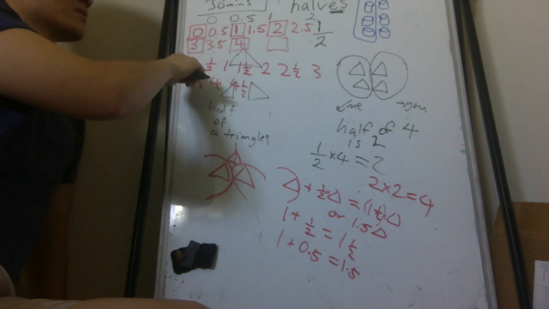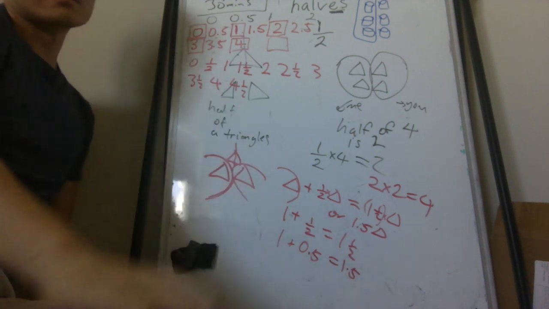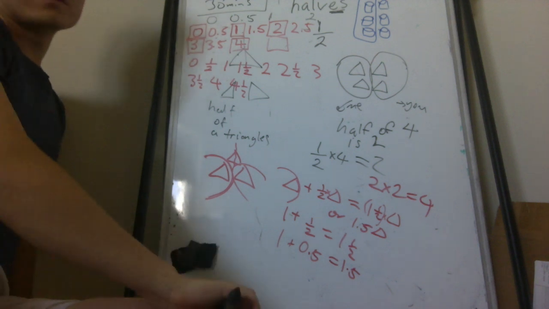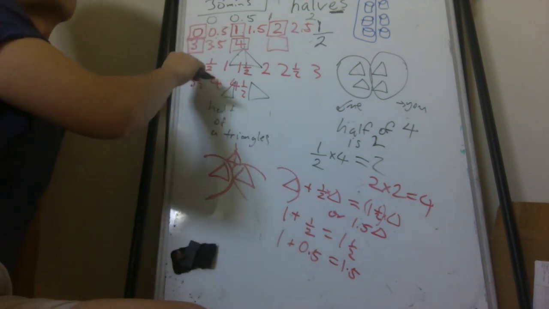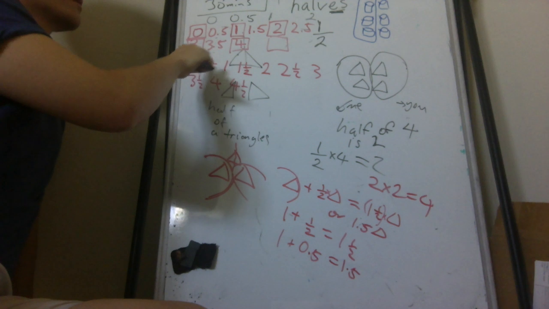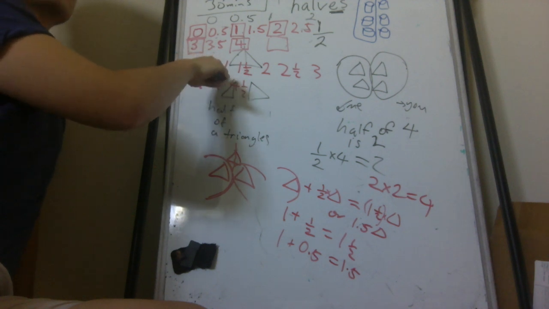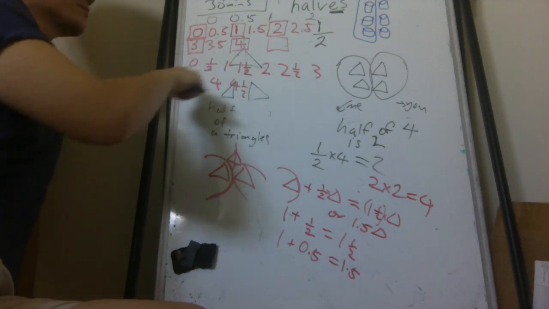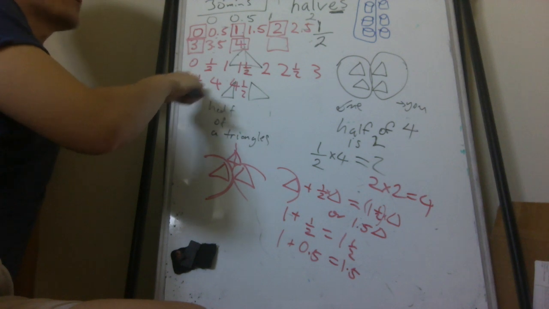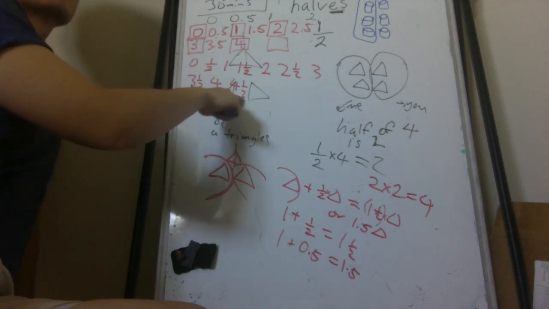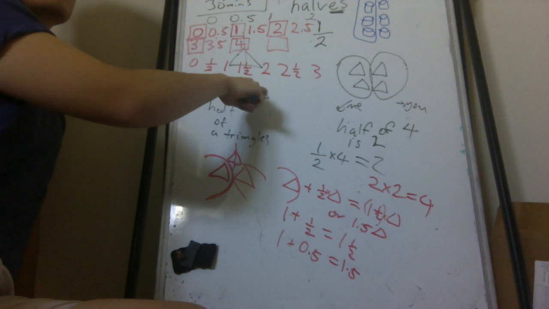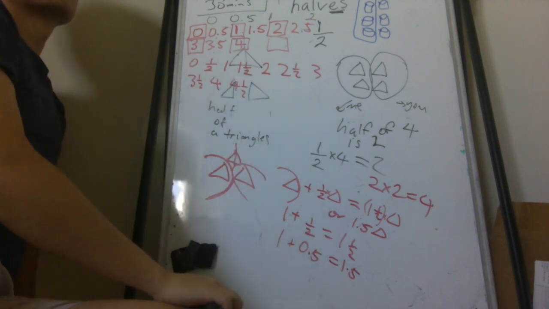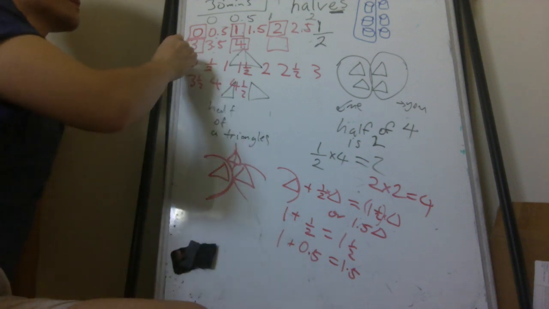So we're almost done with this, and we're going to do some exercises, okay? So we have 30 minutes. We got 15 minutes to talk, and then 15 minutes for exercise, okay? So this is 0, half, 1, 1.5, 2, 2.5, 3, 4, 4.5. What comes next? So here, the same thing here, right?